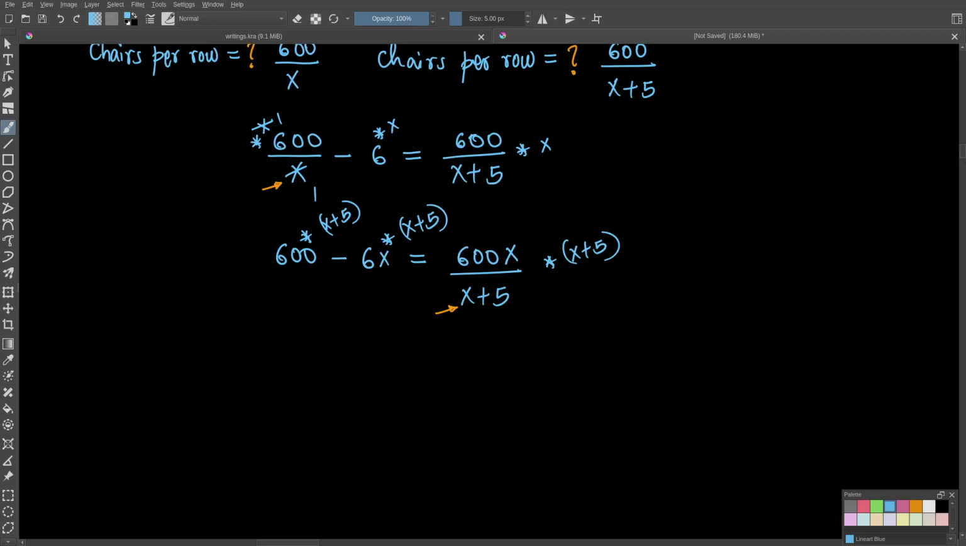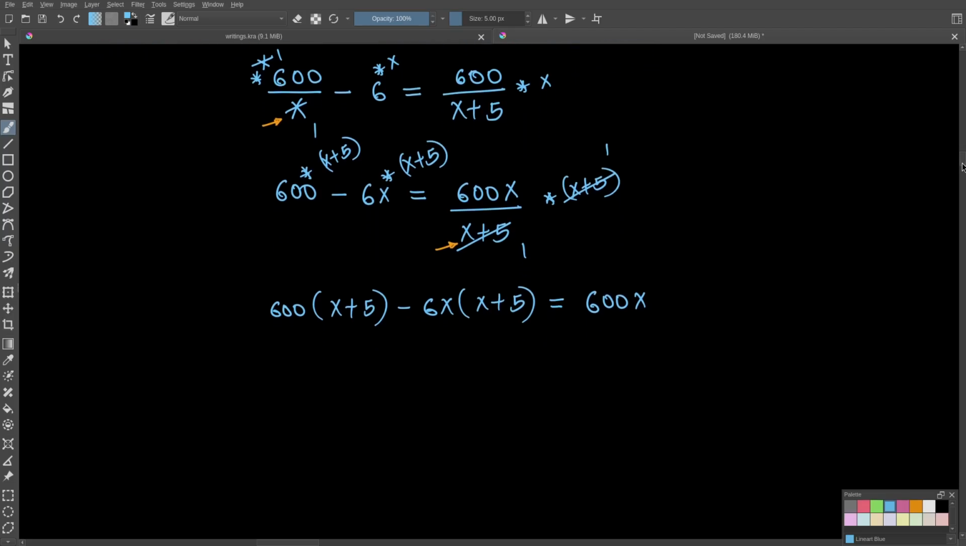So what do we have? This becomes 600 times (x plus 5), and then we have minus 6x times (x plus 5), and all that is equal to 600x. Let's open the brackets.